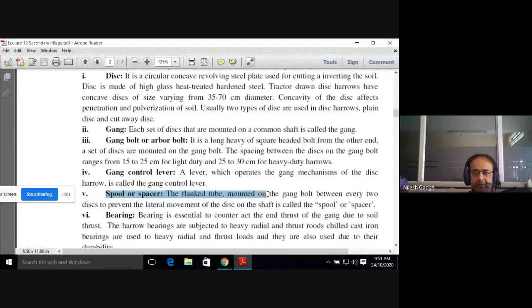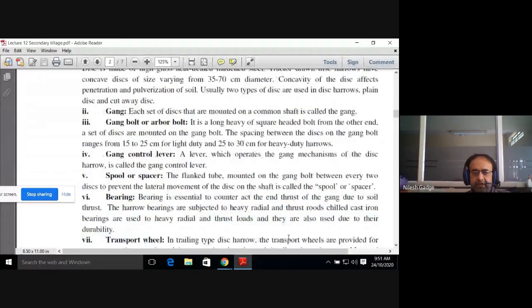The flanged tube mounted on the gang bolt between every two discs to prevent lateral movement of the disc on the shaft is called spool or the spacer. So lateral movement of the disc is avoided because of the spool or spacer. Bearing is essential to counteract the thrust of the gang due to the soil thrust. So just remember all that.